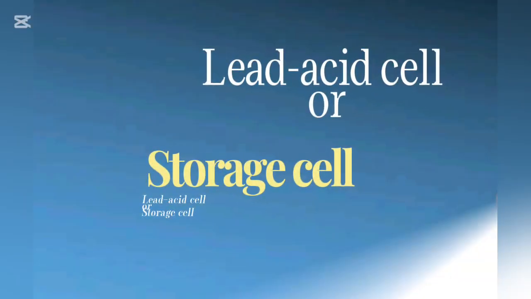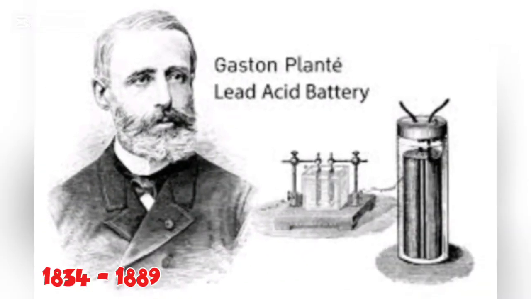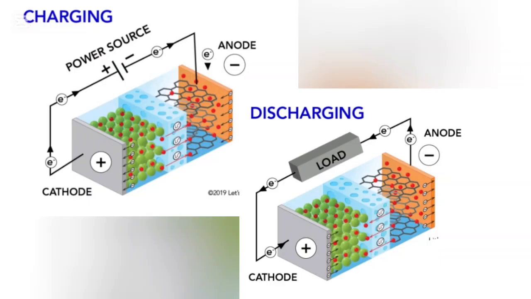Lead acid cell or storage cell. Gaston Plante was a French physicist who invented the first practical version of the lead-acid battery in 1860, the most successful secondary battery of all ages. Gaston discovered that if the charging and the discharging process was carried out a great number of times, the thickness of the lead dioxide layer gradually increased, and the cell was able to supply current for a much longer period.